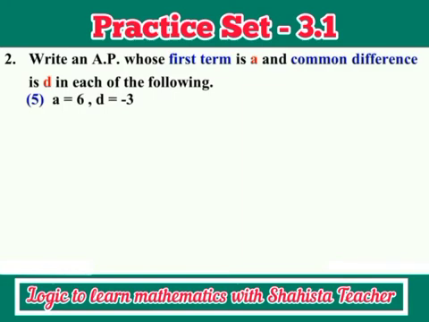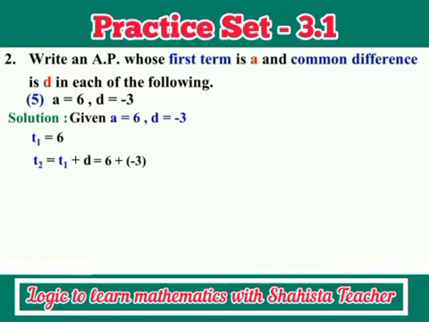A is equal to 6, D is equal to minus 3. Here A is equal to 6, D is equal to minus 3. Now T1 is equal to 6 and T2 is equal to T1 plus D. So T1 is 6 plus bracket minus 3. Plus minus gives minus, so 6 minus 3 gives us 3. So T2 is 3, T1 is 6. T3 is equal to T2 plus D. T2 is 3, and 3 minus 3 gives us 0.